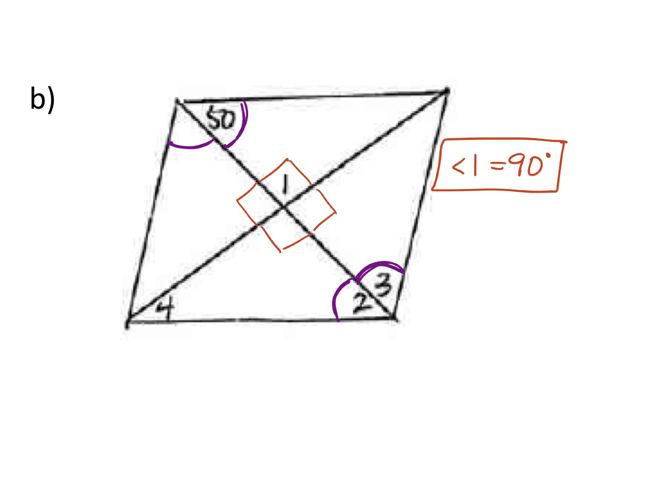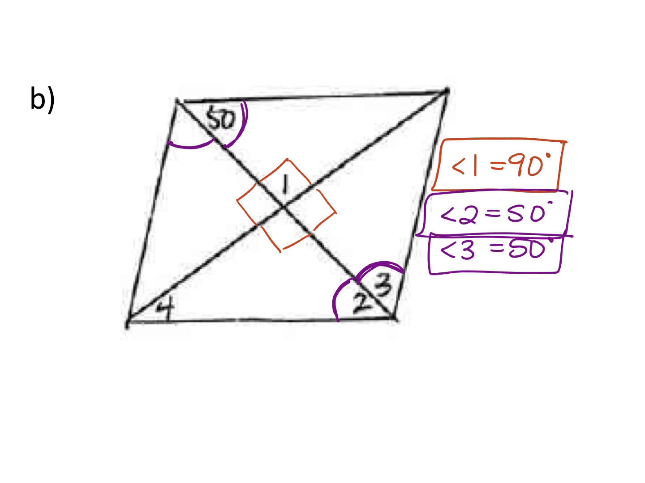So those 4 are all going to be the same. So what is the measure of angle 2? 50. 2 is 50. What's 3? 50. 3 is 50. Okay. How much is 4? Now how do we find 4?